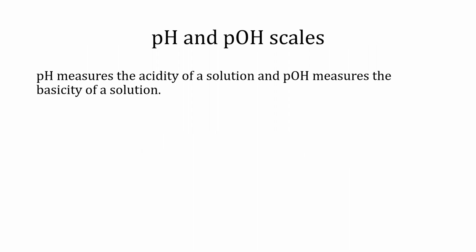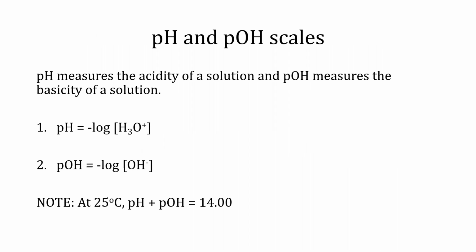pH measures the acidity of a solution, and pOH measures the basicity of a solution. pH equals the negative log of H3O+'s concentration. pOH equals the negative log of OH- concentration. At 25 Celsius units, pH plus pOH equals 14.00.